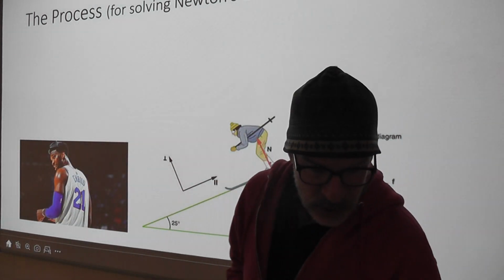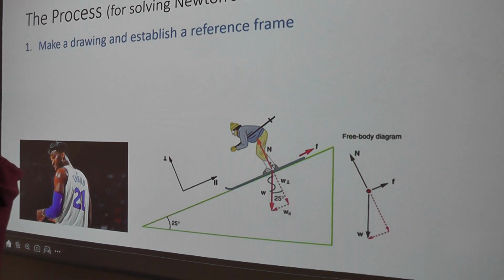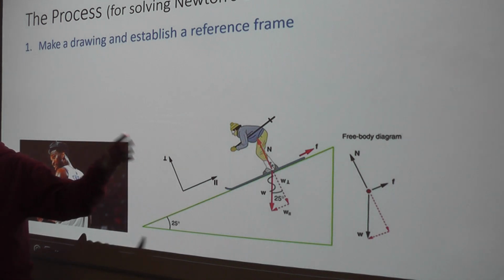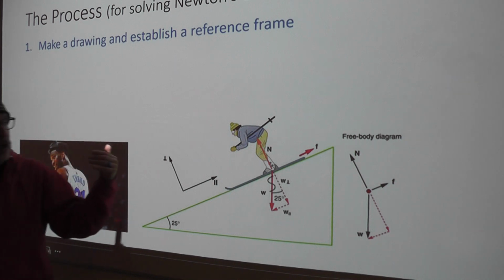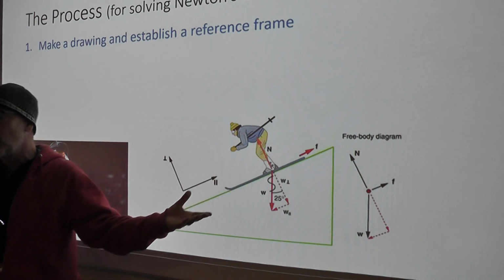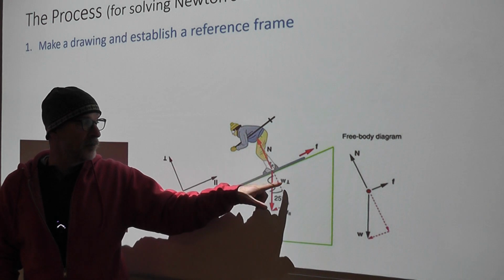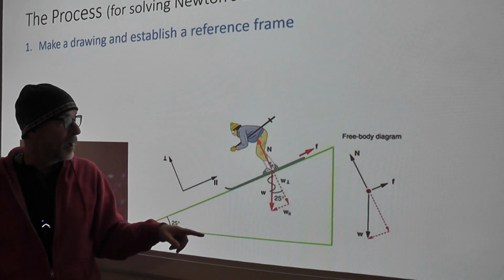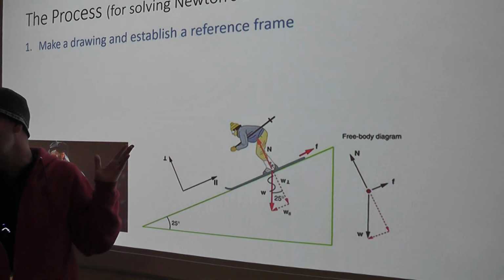So the first thing that you do, just like with kinematics, is make a drawing, and then establish a reference frame. We're going to go through this in an example. In fact, this is the example we're going to do. Okay. So think about a story problem involving a skier going down a slope. The slope is at a 25 degree angle. The skier has a weight of W and starts at rest. After 10 seconds, how fast is the skier going?